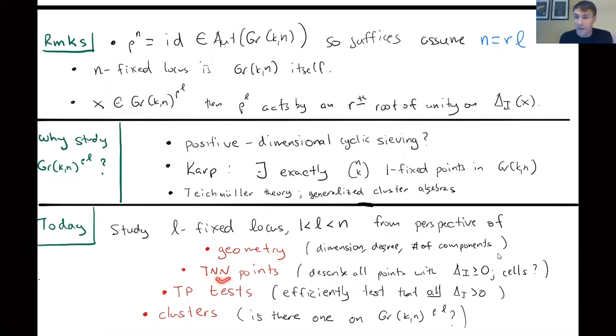Secondly, I want to study rho to the L fixed points from the perspective of total non-negativity. So I want to describe all points in the Grassmannian that are rho to the L fixed and have non-negative Plücker coordinates. For the Grassmannian itself, there's a very nice cell decomposition. Does the same statement hold when you work cyclically symmetrically?